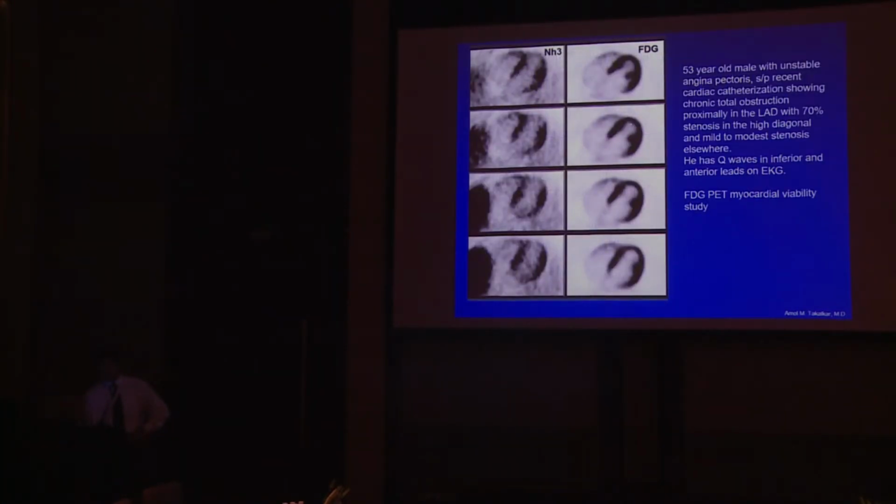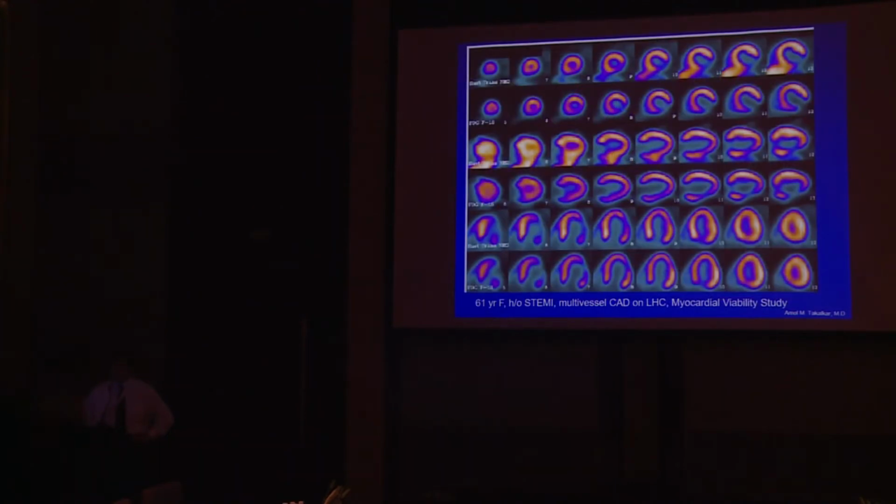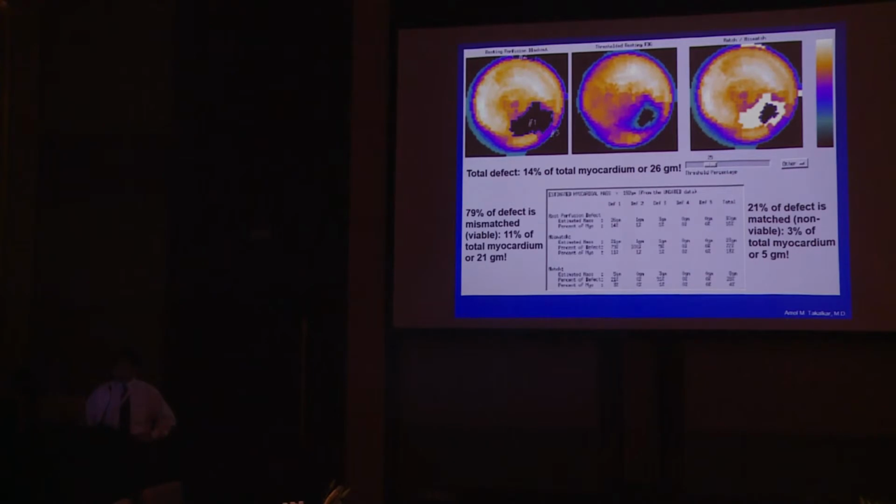These are just some examples to show that there is a perfusion defect but preserved myocardial metabolism in that area. Perfusion metabolism mismatch, that shows viable myocardium. And you can again plot these. There are various ways to look at it. You can actually quantify, and here you can see that 79% of the defect is viable, which translates to about 11% of the total myocardium, or 21 grams.